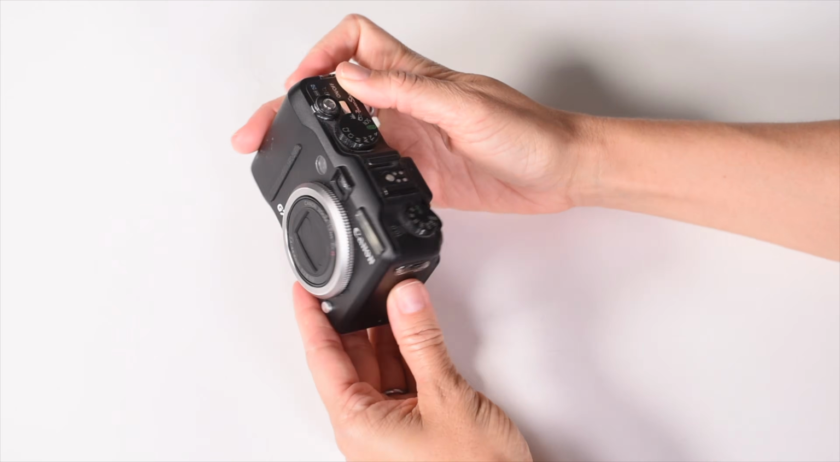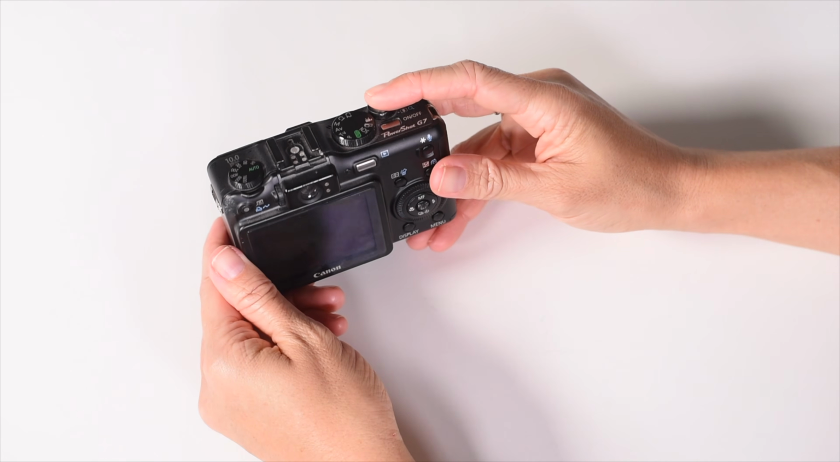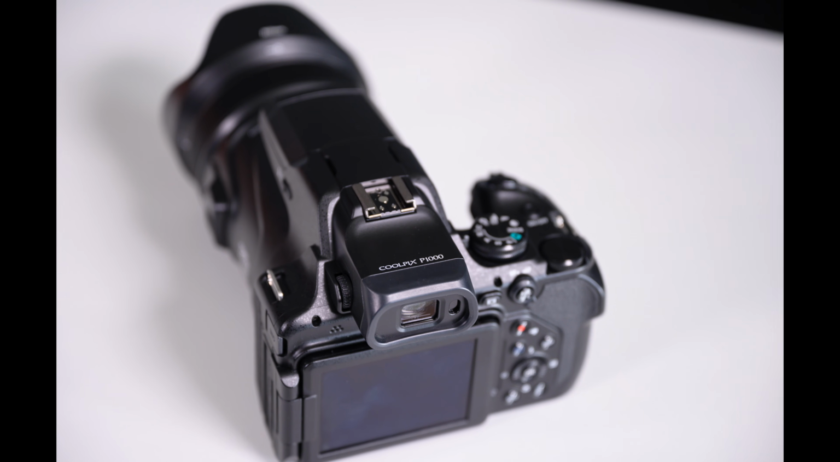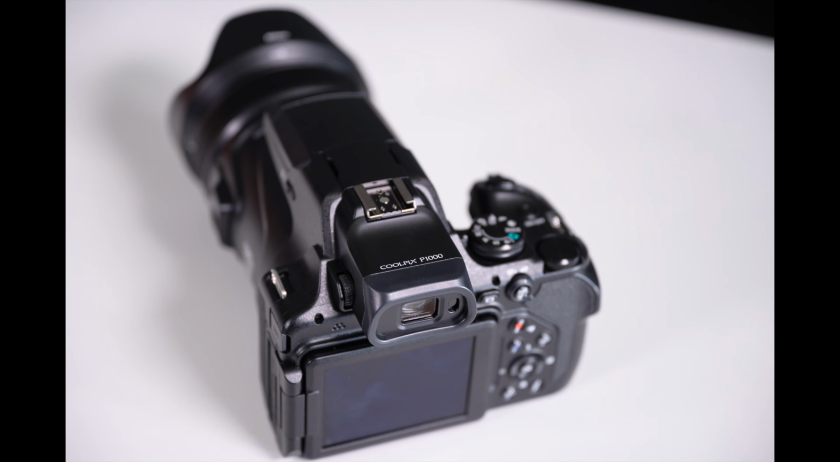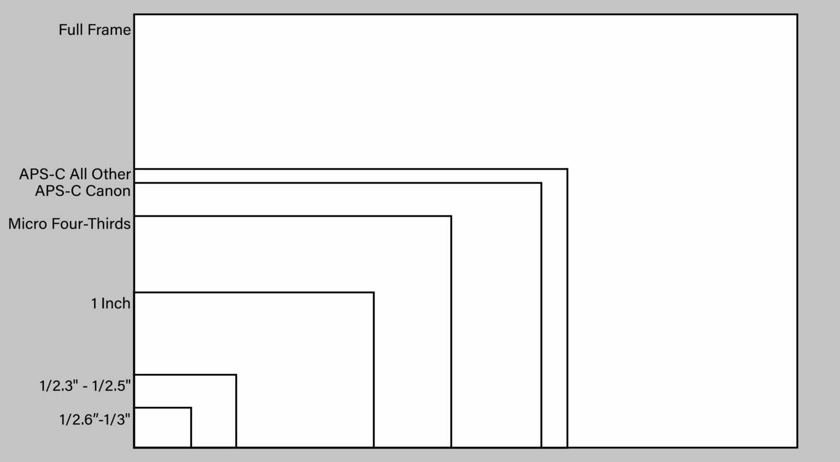Next is the point and shoot camera. These can vary in size from pocket-sized to DSLR-sized. They can also vary just as much in price. In fact, you can spend as much or more than an entry-level interchangeable lens camera. These point-and-shoot cameras will usually have a sensor in the 1/2.3 and 1/2.5 inch range. However, you will see point-and-shoot cameras with a 1-inch sensor or even an APS-C sensor.